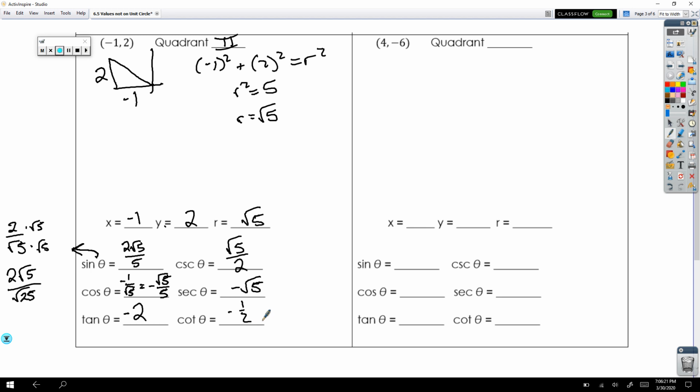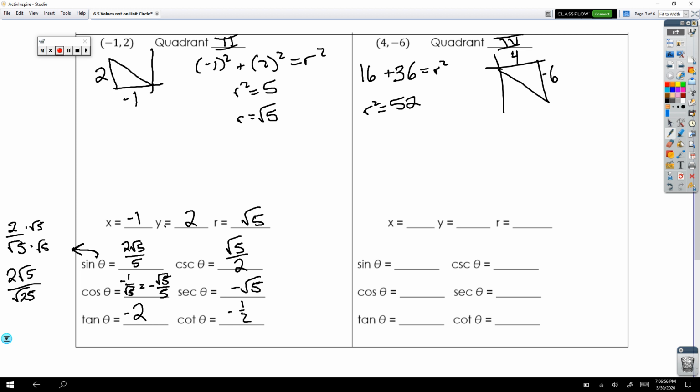Alright, I'm going to do this last one a little bit quicker here, just to get it done. So, positive, negative, that puts me in quadrant 4. Draw our triangle here. So we have an x distance of 4, y distance of negative 6. Again, not one of our special right triangles, so I have to use the Pythagorean theorem. So, x squared, 16. Negative 6 squared. So we're going to have r squared equals 52.